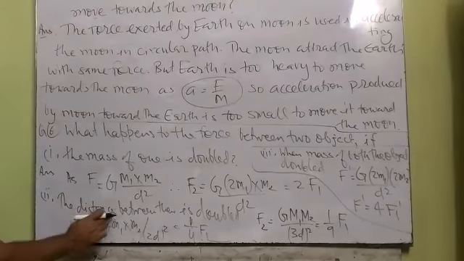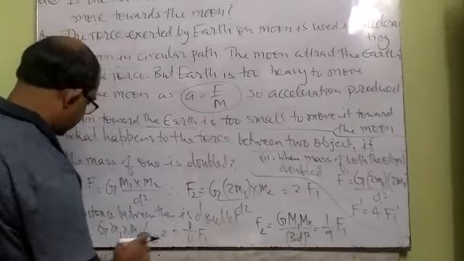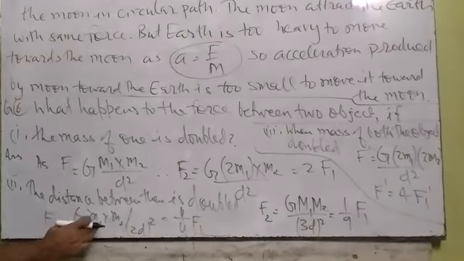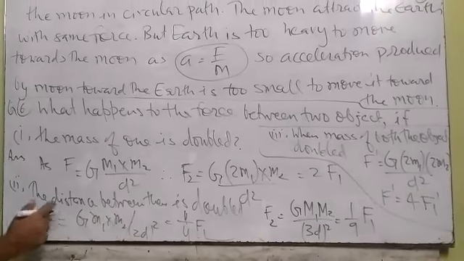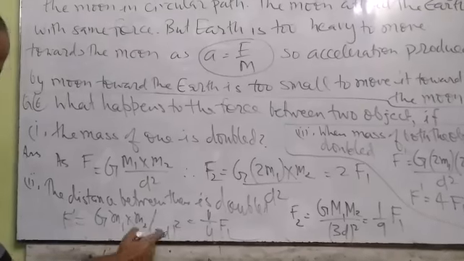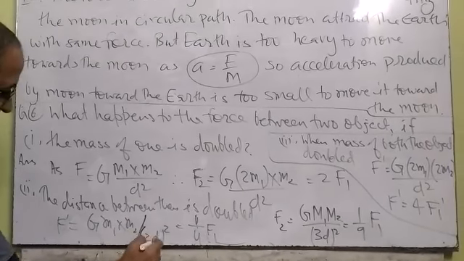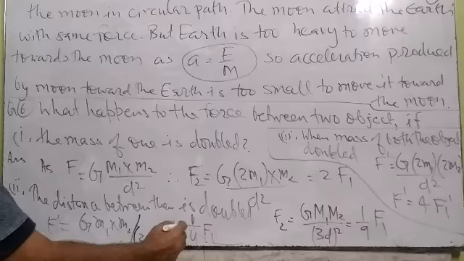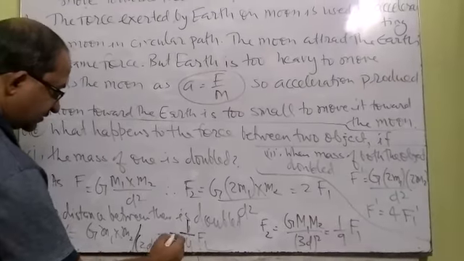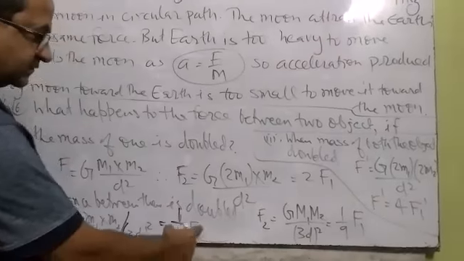And second part, the distance between them is doubled and tripled. So first of all, in the double case, the original force is G m1 m2 upon d square, but when the distance is doubled, it will be G m1 m2 upon (2d) whole square. Means in the denominator (2d) whole square, which is 4d square, will come. It means the new force F dash will be 1 by 4th of the original force.